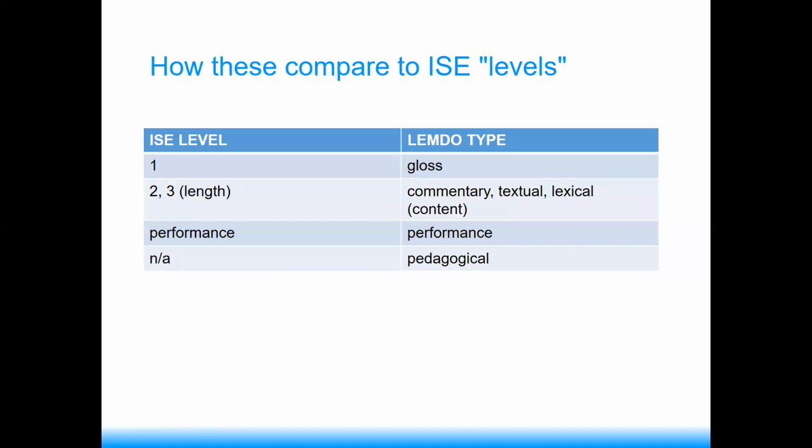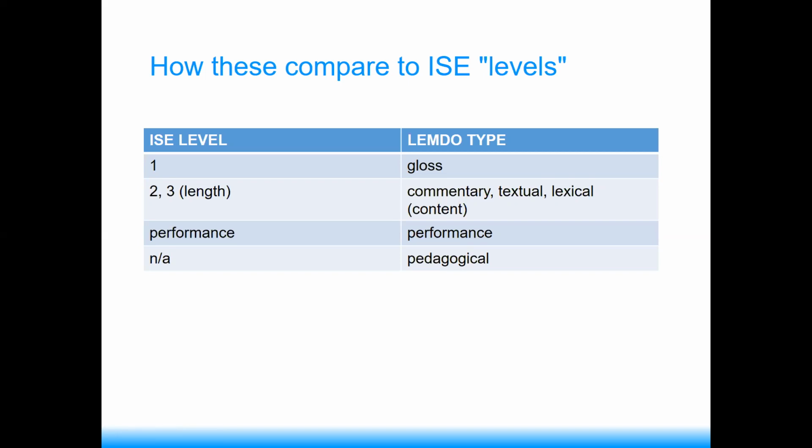But first, I want to just show you how these compare to the ISE levels. If you edited for the ISE, you'll remember that there were 3 levels of annotations: note level 1, note level 2, and note level 3. There was a 4th type of annotation added so that we could capture the results of performance as research exercises, and that was level equals performance. ISE level 1 is more or less equivalent to the LEMDO note type equals gloss.